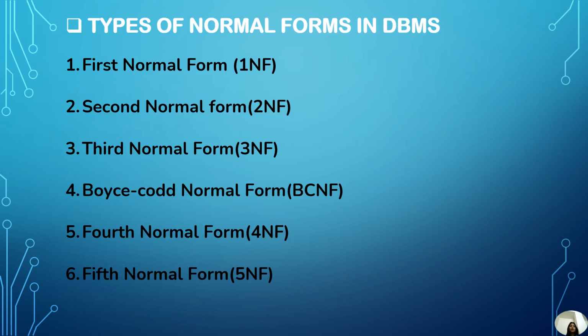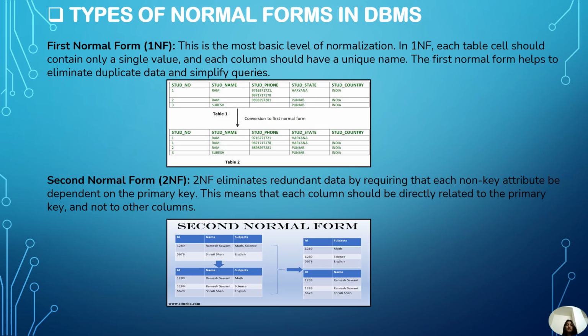Now let us talk about types of normal forms in DBMS. First normal form, second normal form, third normal form, Boyce-Codd normal form, fourth normal form and fifth normal form. Now let us talk about first normal form. This is the most basic level of normalization. In first normal form, each table cell should contain only a single value and each column should have a unique name. The first normal form helps to eliminate duplicate data and simplify queries.